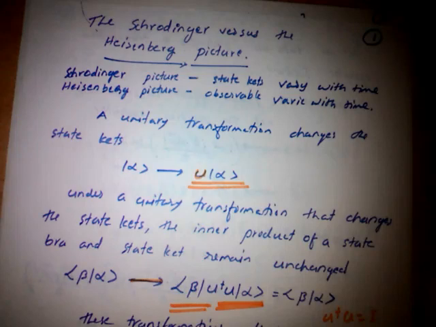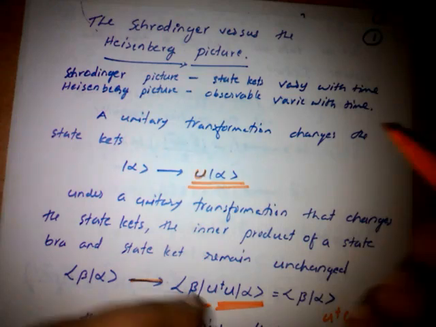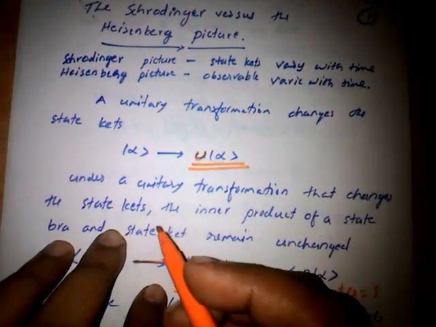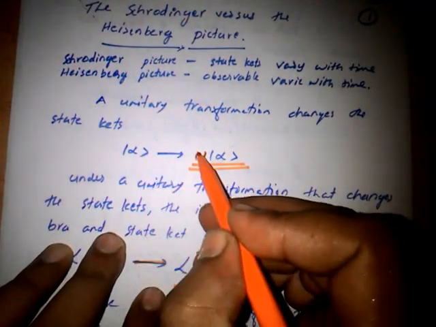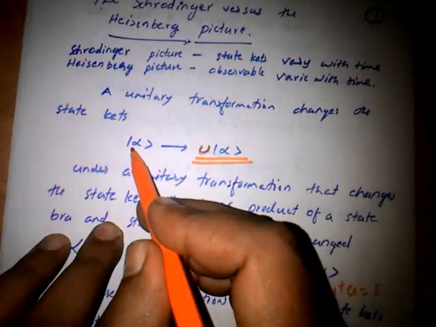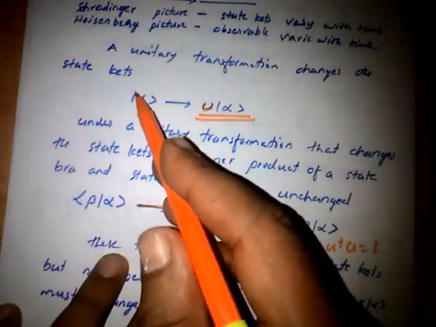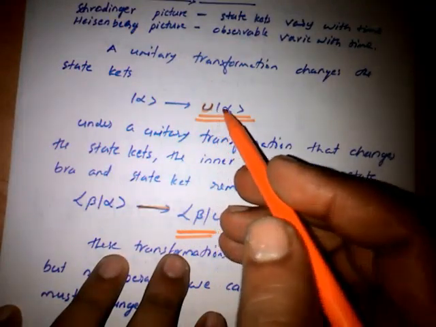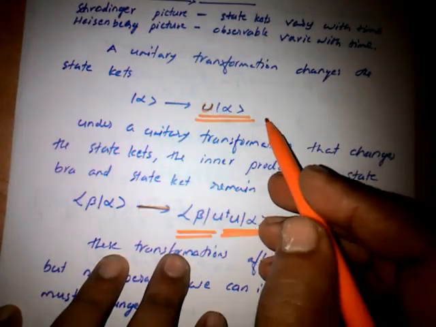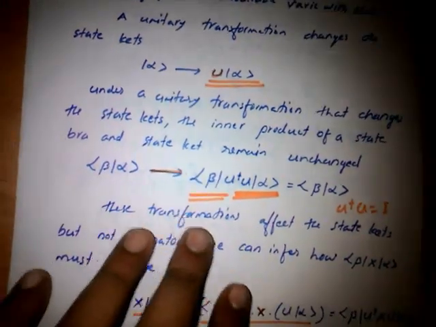Before going into depth in a detailed study, let me consider a unitary operator. Usually the unitary operator changes a ket into another ket. Here alpha is a state ket and the unitary operator operating on alpha gives us another ket.